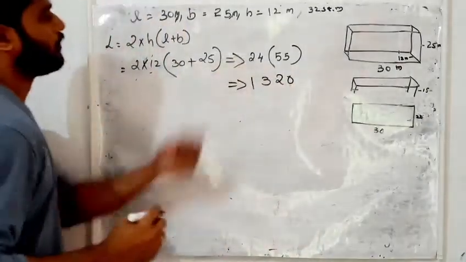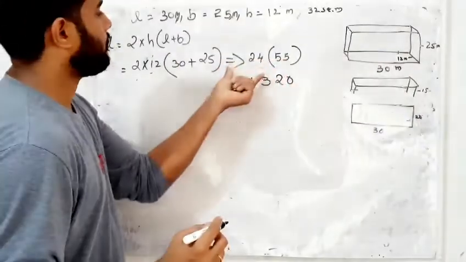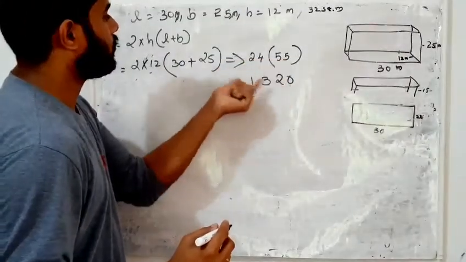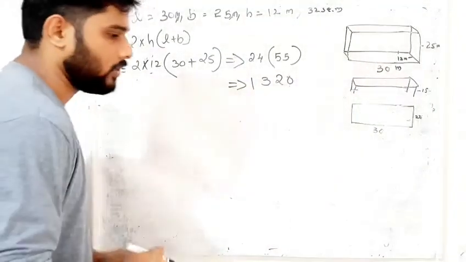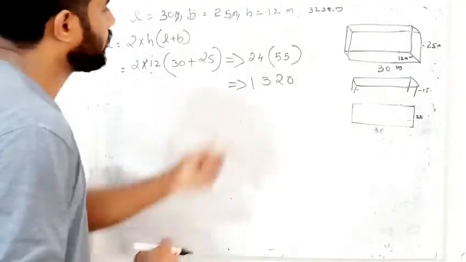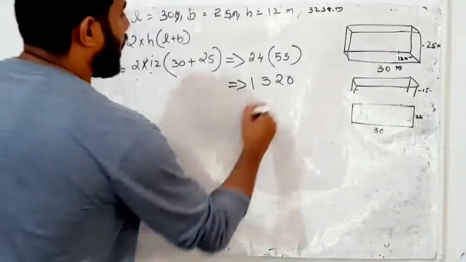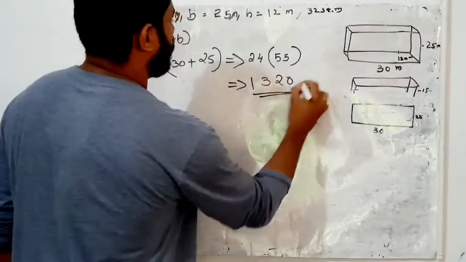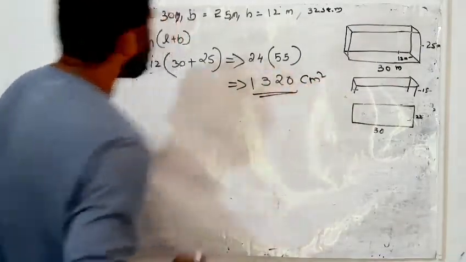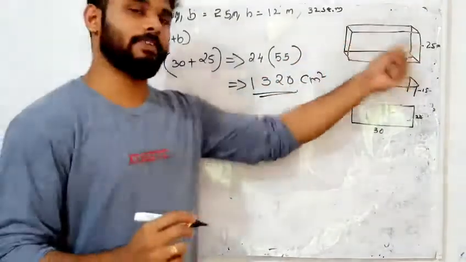20, we will multiply 24 into 55, which gives 1320. You will get 1320. So we got the square centimeters. Yeah, we got the lateral surface area.